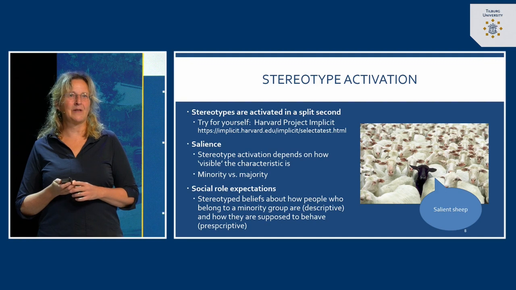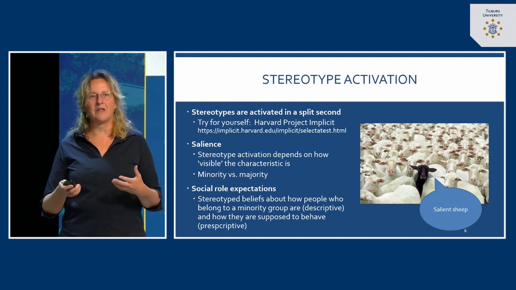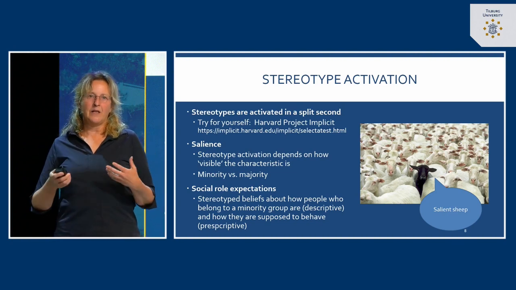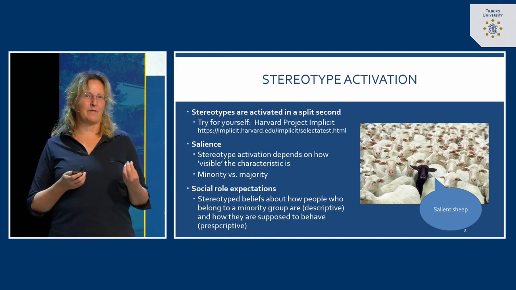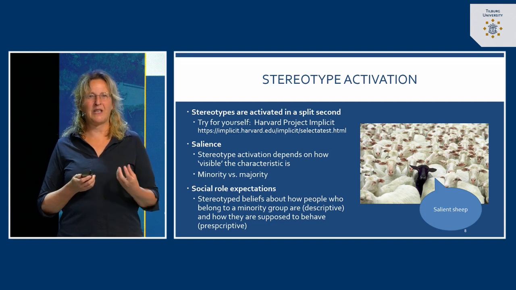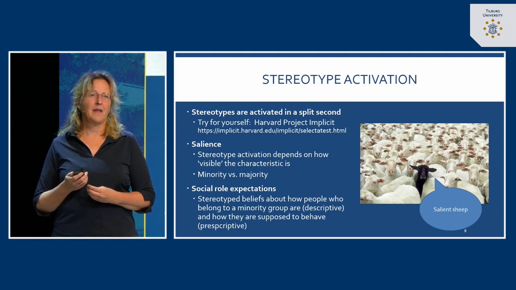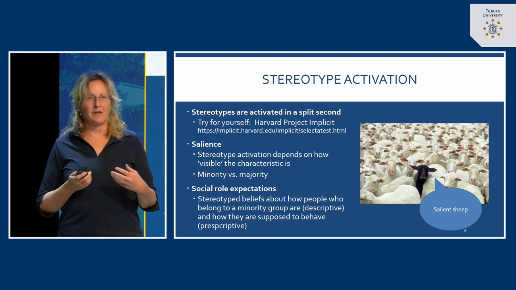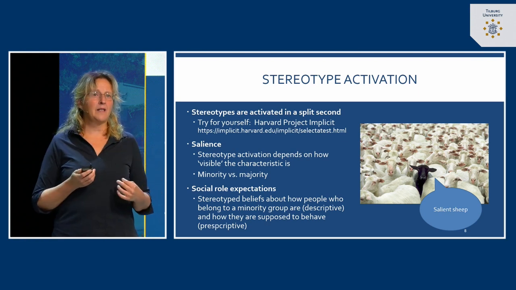thinking along stereotypical lines. How does it work in reality, in social interactions? The moment you're confronted with somebody who is different, you first need to realize that that person is different from the rest. So we call this salience. As you can see in the picture of the white sheep, the black sheep stands out because he's completely different from the other sheep. So in that case, imagine that this is a person in a group of homogeneous other persons, the stereotypes about this black sheep are activated.